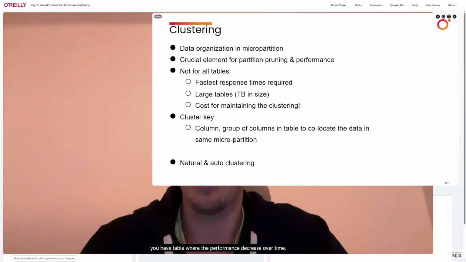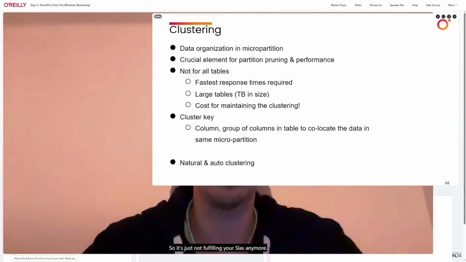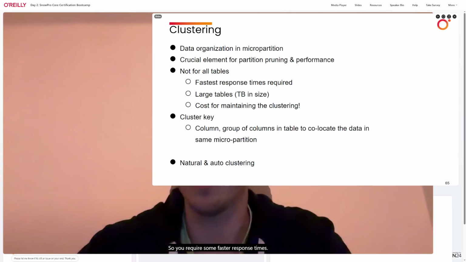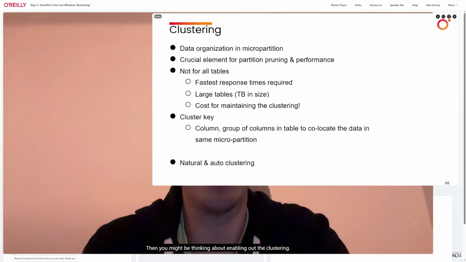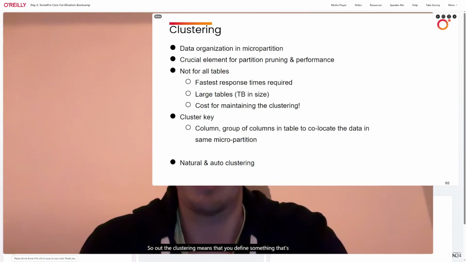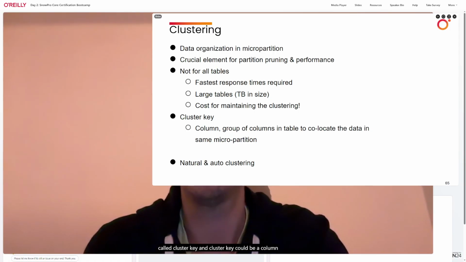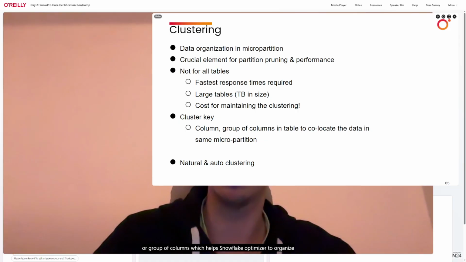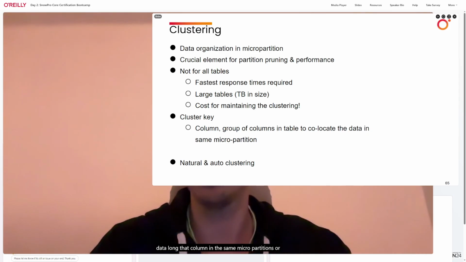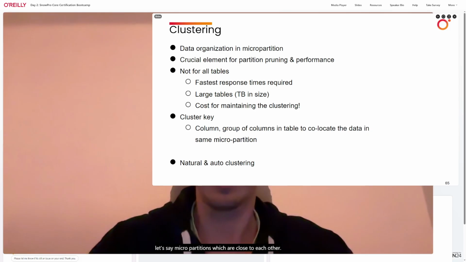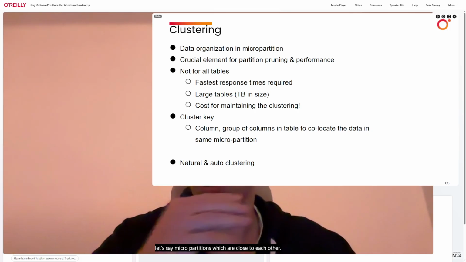You have a table where the performance degrades over time, so it's just not fulfilling your SLAs anymore. So you require some faster response times. Then you might be thinking about enabling auto clustering. Auto clustering means that you define something called a cluster key, and a cluster key could be a column or a group of columns, which helps the Snowflake Optimizer to organize data along that column in the same micro partitions, or micro partitions which are close to each other.